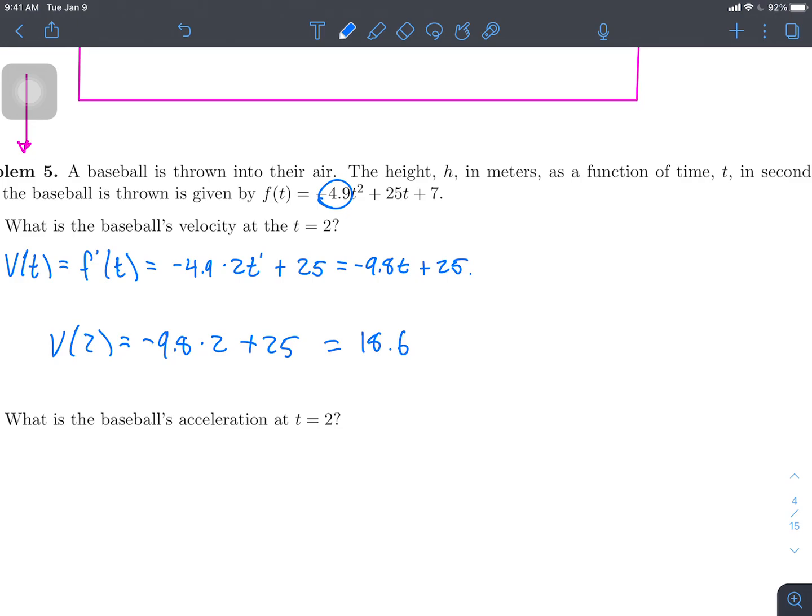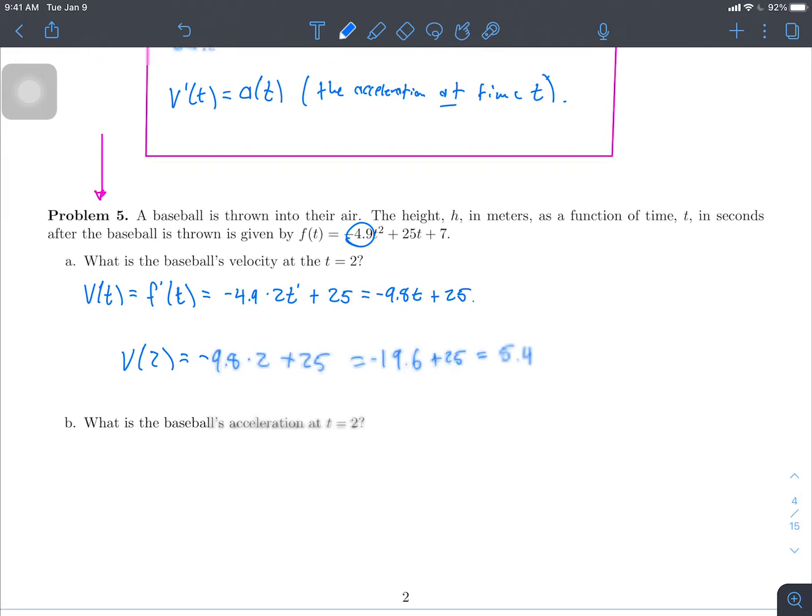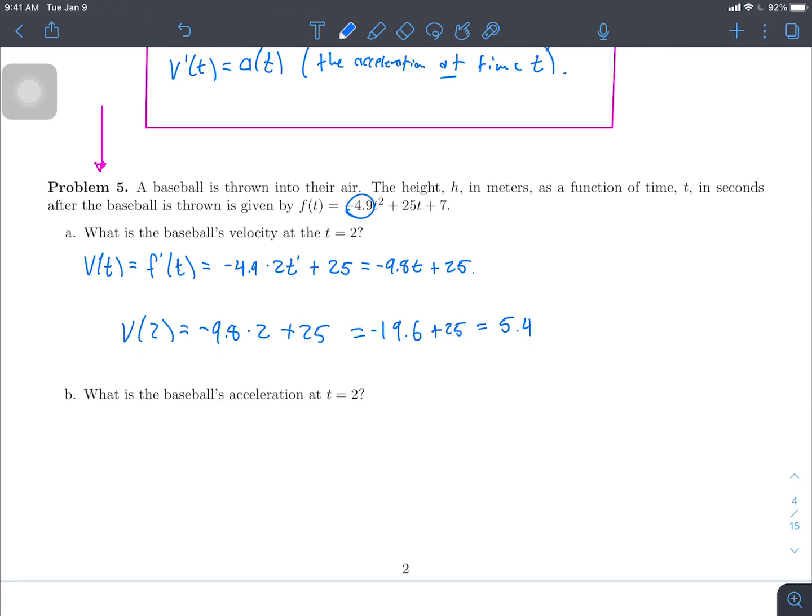No, that's not true. It's 19.6, right? 19.6 plus 25, negative 19.6, is equal to 5.4. All right, great. So that's how we would do that problem, okay?